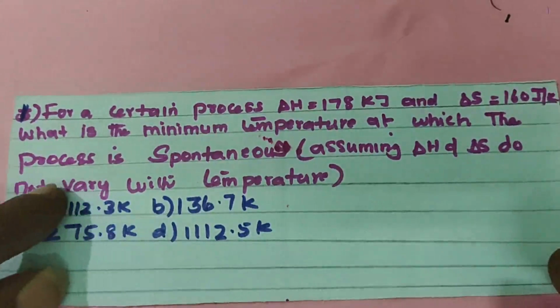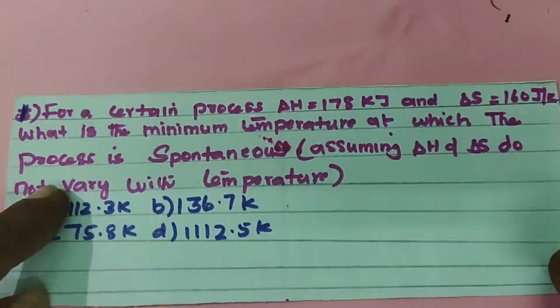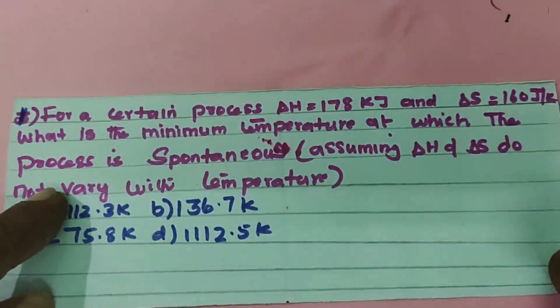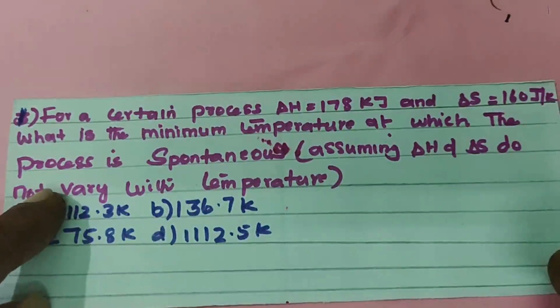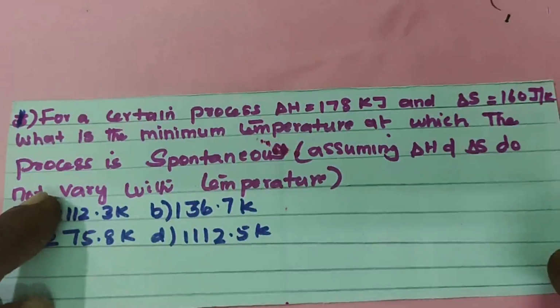For a certain process, delta H is equal to 178 kilojoule and delta S is equal to 160 joule per Kelvin. Then what is the minimum temperature at which this process is spontaneous? To find the value of temperature, the values of delta H and delta S are given, but another important condition is also given.